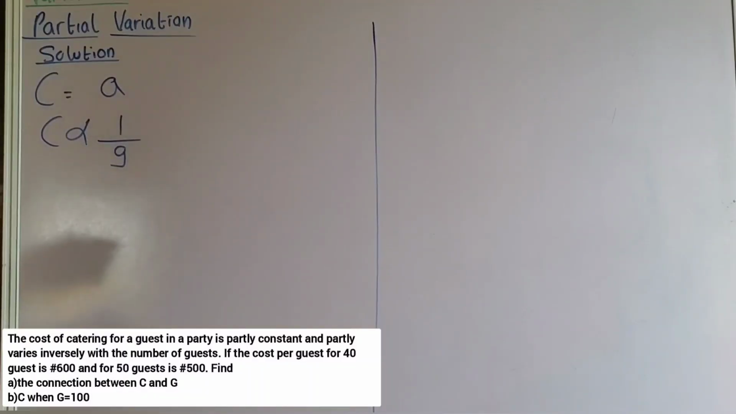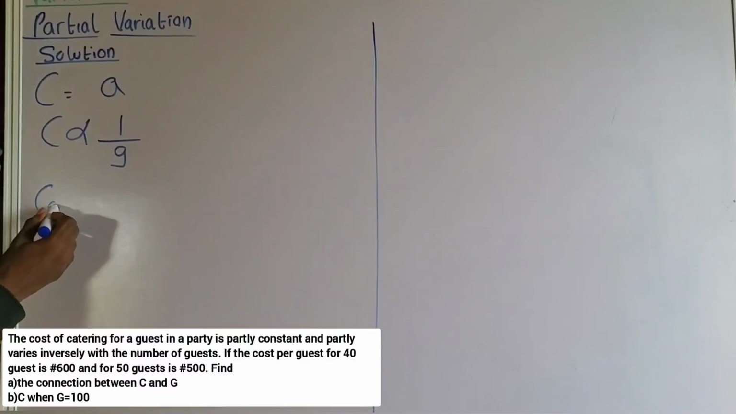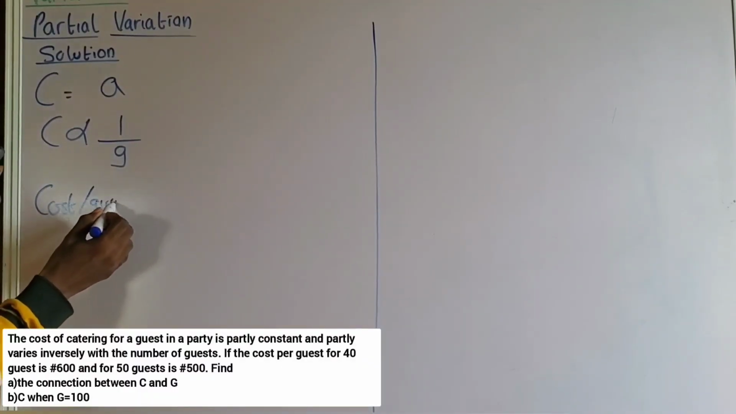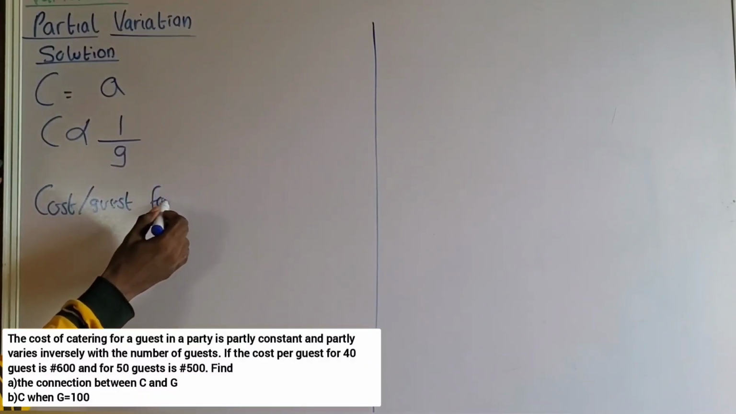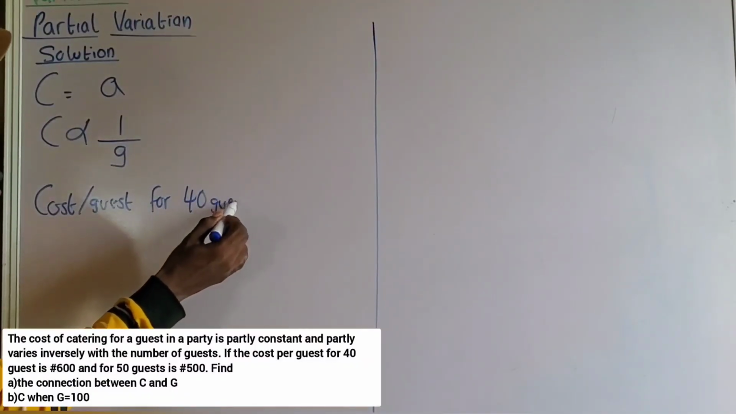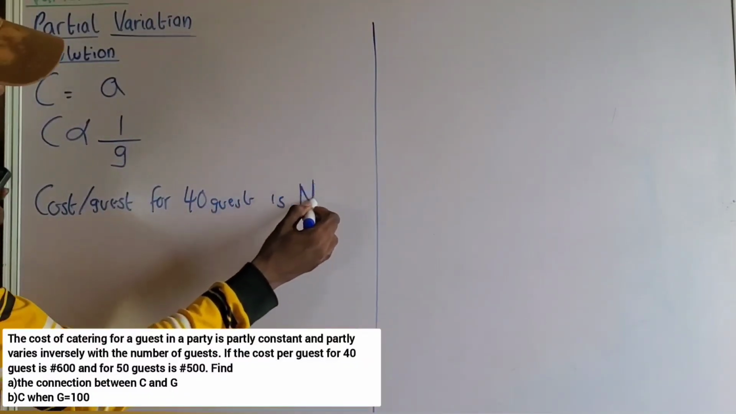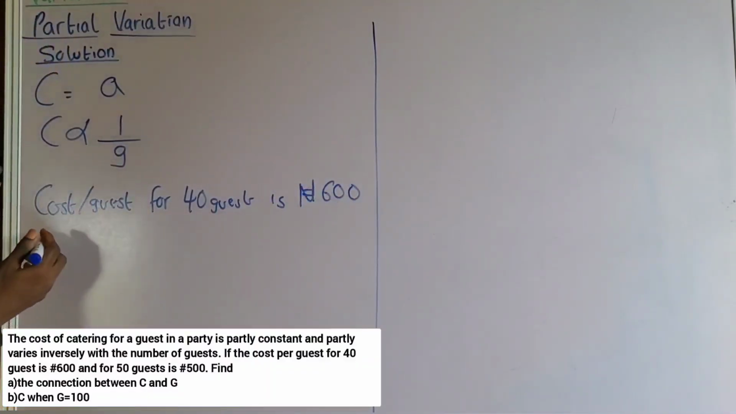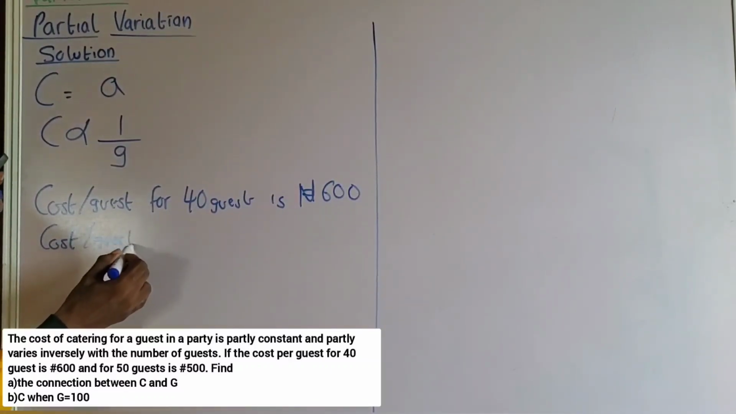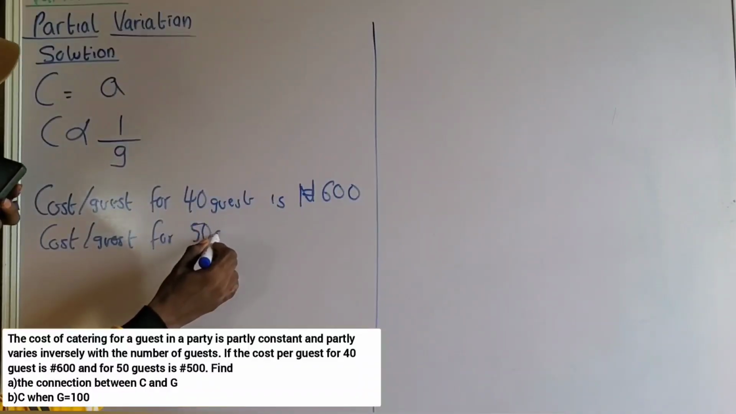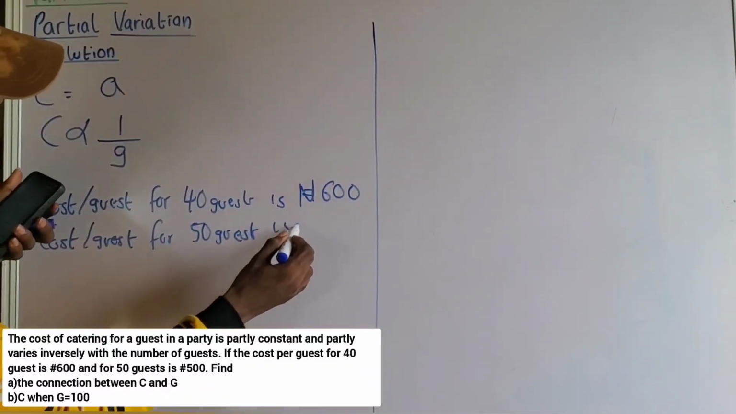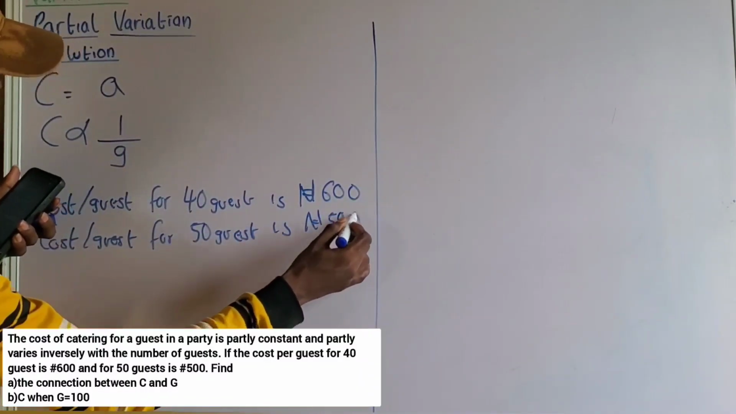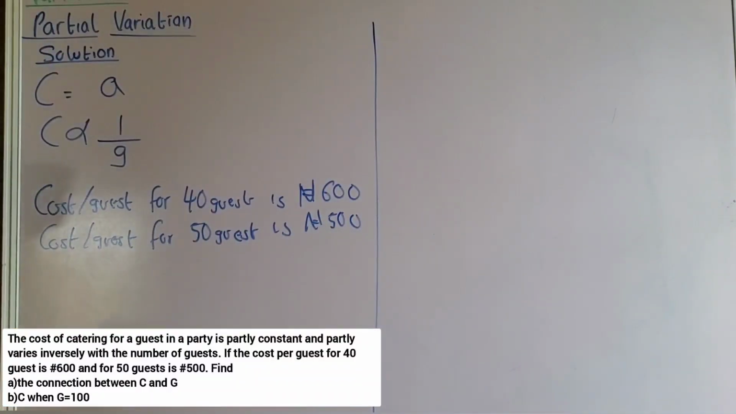is 600 naira. Okay, the cost per guest for 40 guests is 600 naira. Now the cost per guest for 50 guests is 500 naira, right? Okay, now we have to find the connection between C and G.